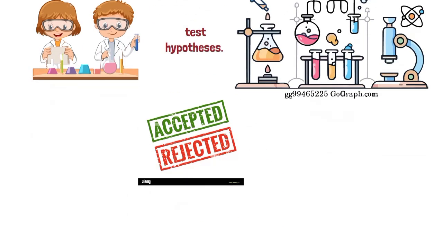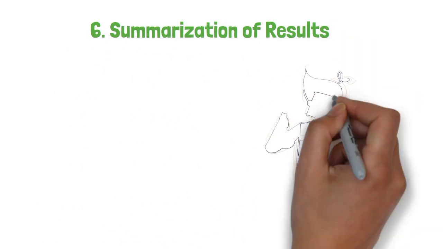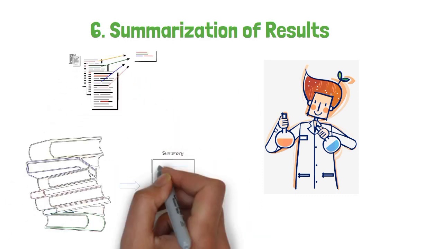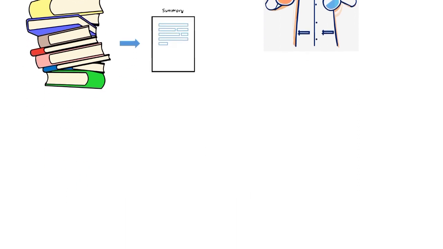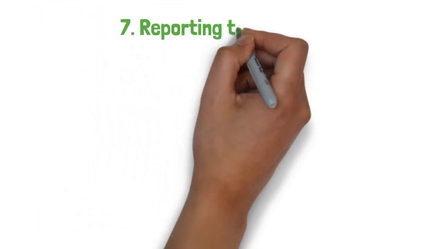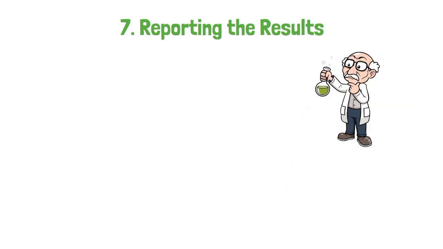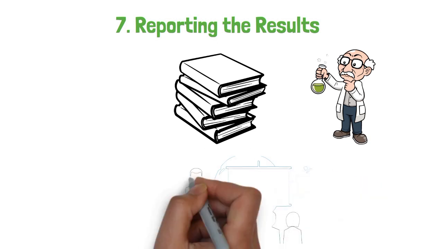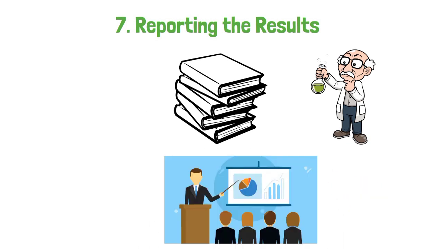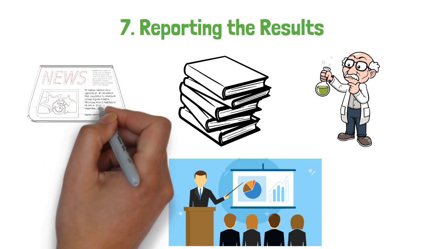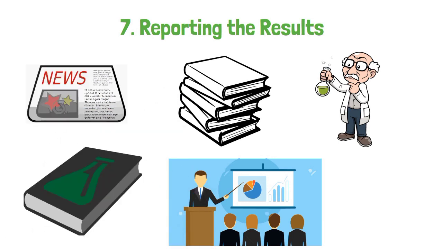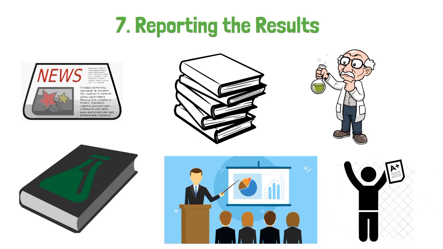6. Summarization of results. Biologists collect quantitative data from experiments and analyze them statistically. Data from different groups are compared, and conclusions are drawn based on the results. 7. Reporting the results. Finally, biologists share their findings for publications in scientific journals, books, presentations at conferences, and seminars at educational institutions. Sharing results allows others to verify the findings and apply the knowledge to solve other problems.